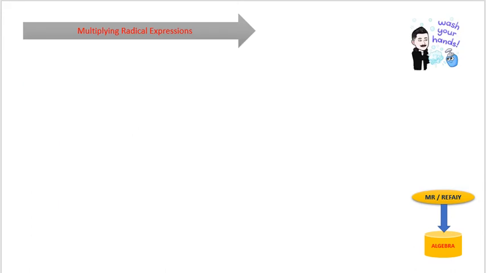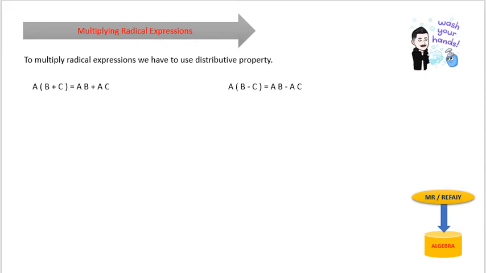Now let's start with the third part of the lesson, which is multiplying radical expressions. Here in this part we have to use this rule. Look. To multiply radical expressions, we have to use the distributive property. Okay, what does distributive property mean? If we have multiplication with addition, we have to use the distributive property. It means multiply A times B, then multiply A times C. A times B will be AB, plus, because we have an addition sign, A times C will be AC.